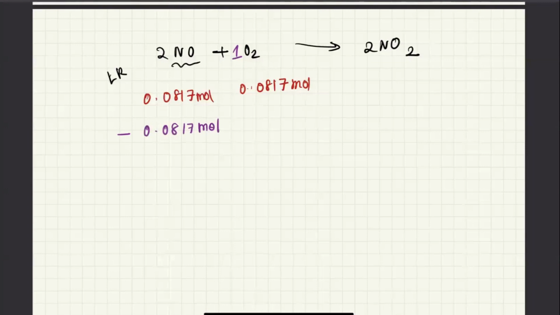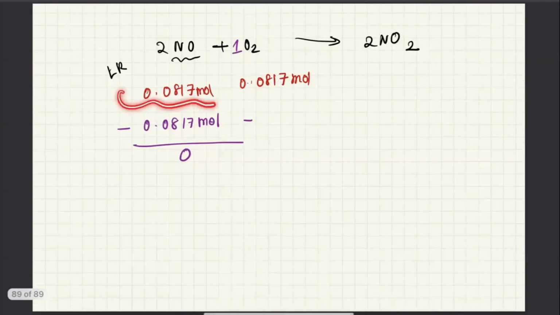So it's going to be used 0.0817 mole. So this is going to give you 0 mole. Okay. And about the O2, how much is going to be used? Okay, for that we need to do our ratio. So we started with what? Our limiting reagent, which is this one.